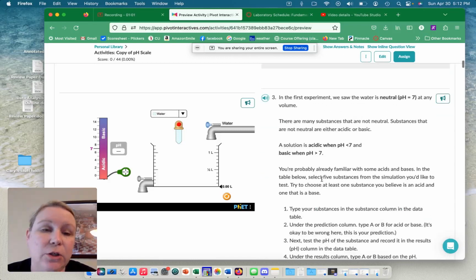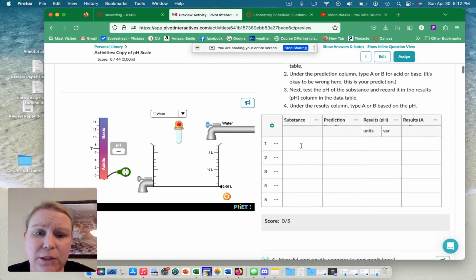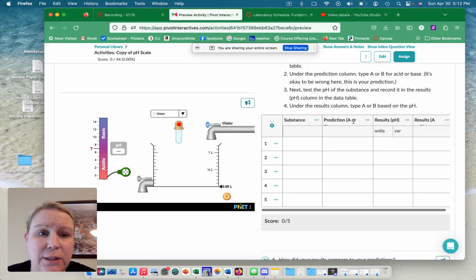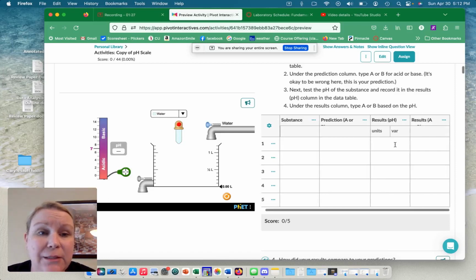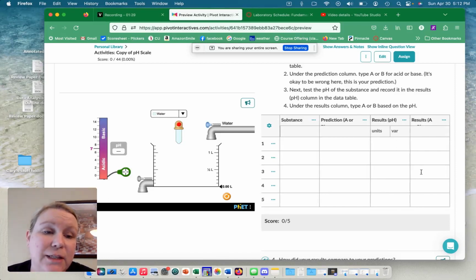Then here, what you're going to do is you're going to select 5 substances from this drop-down menu and look at their pH. Now, when you do this, you need to record the substance here, and you need to record your prediction here, which is just acid or base. So if it's an acid, you'll type A, and if it's a base, you'll type B. And then the results, which are the pH here. And so you're going to put the pH values here. And then based on the pH values, was it an acid or base?